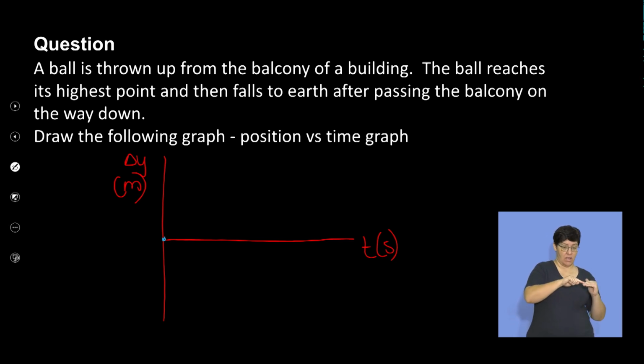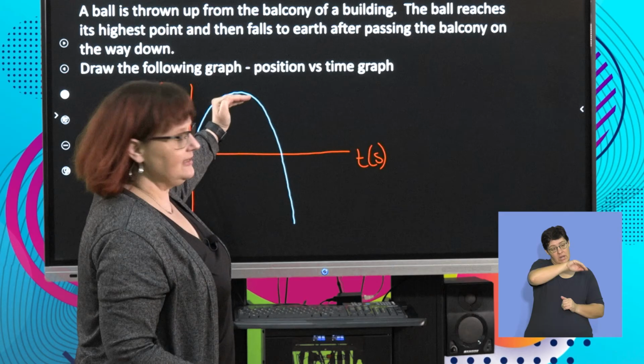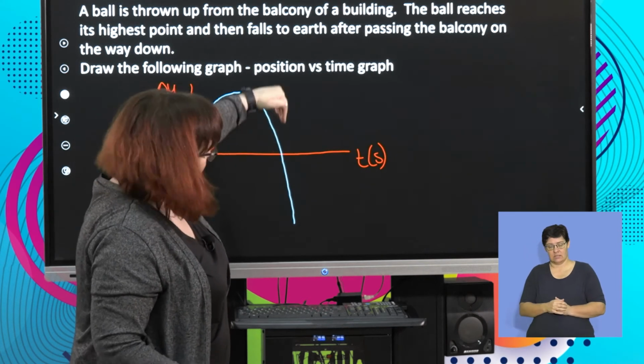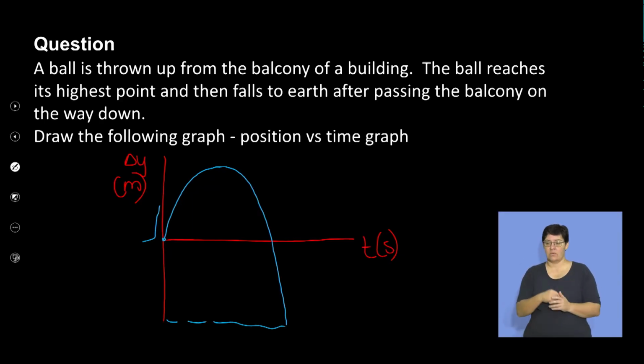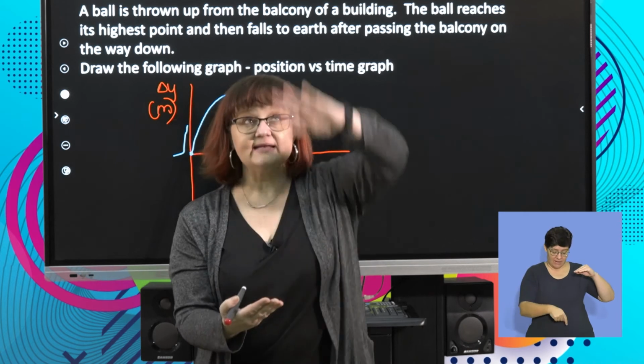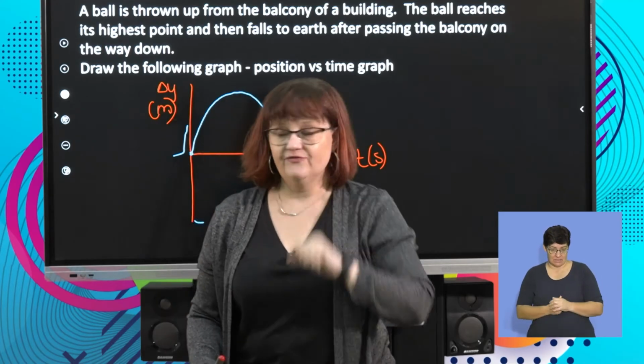It's going to go up and get slower and slower and slower. Then it gets to its highest point, then it gets faster and faster, and it goes below here. This is what they're looking for. Gradient getting less steep, gradient getting more steep, and going past where it started, because the final displacement is going to be negative. It ended below where it started, and I said up was positive. So it's got to have a negative displacement at the end. That's very important.